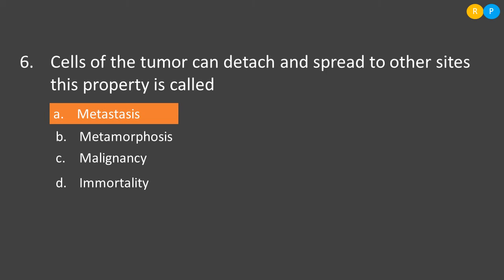Then option B, metamorphosis. Metamorphosis is nothing but the change we can see from the juvenile stage to the formation of an adult organism. That transformation is called metamorphosis. Then option C, malignancy. Malignancy is not considered as a property of tumor. Then option D, immortality. This is not a correct answer. So the correct answer here is option A.